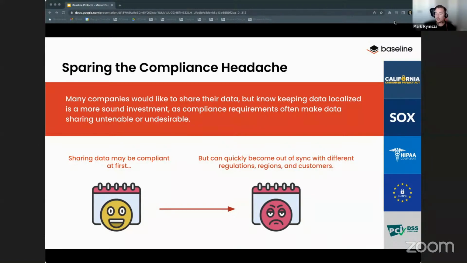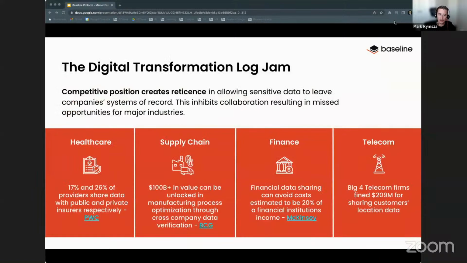That's honestly the safest route typically whenever you're thinking about sharing data. You don't want to give it to other people because it's too high of a risk to do something like that. So that can lead to a log jam. People want to collaborate, but they can't really.